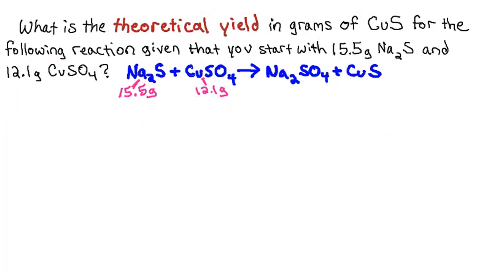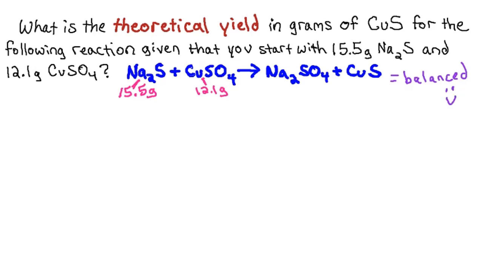Now, the first thing we're going to do is we're going to look and make sure that this formula is balanced. And if you check to make sure that there's both the same amounts of each element on the left side of the yield arrow as there is on the right side of the yield arrow, then you can see that this equation is balanced. So you only want to do this with balanced equations.